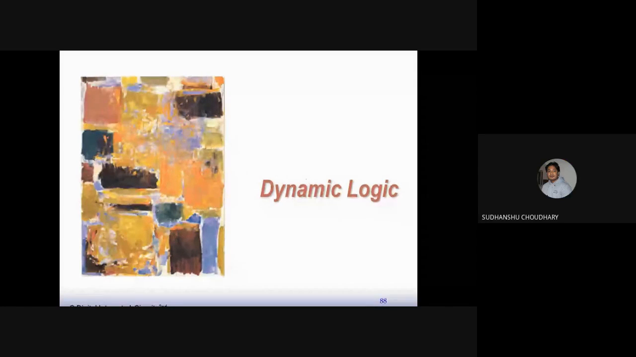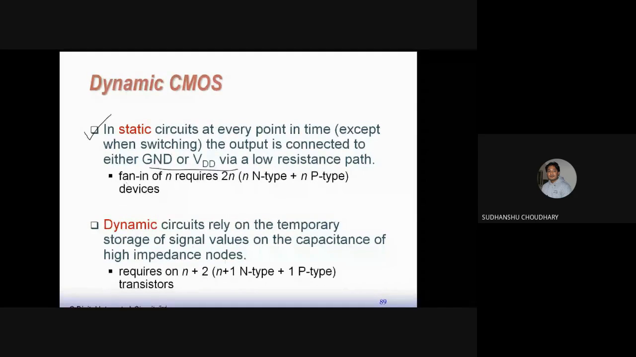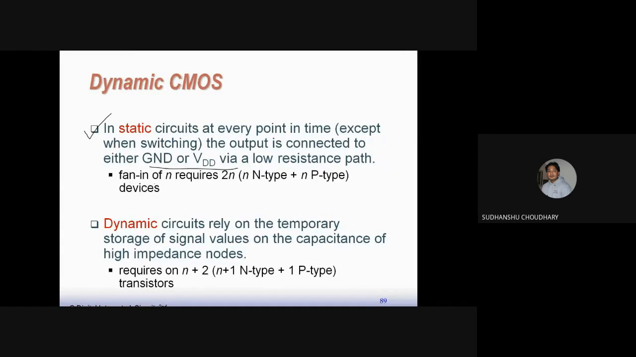So apart from the pass transistor logic and the transmission gate logic, there is another set of logic which is called dynamic logic. So what is a dynamic CMOS circuit? Let us first talk about the static circuit. We saw that in static circuits, at every point, the output is connected to either ground or VDD. We also understand that for static CMOS circuits, we require 2N transistors for an N-input static CMOS circuit, that is, 2N devices are to be used.